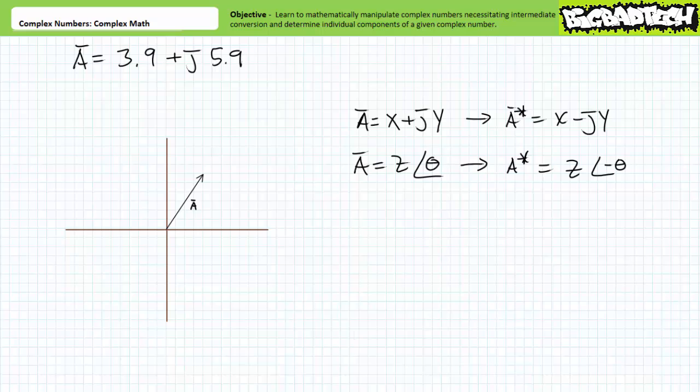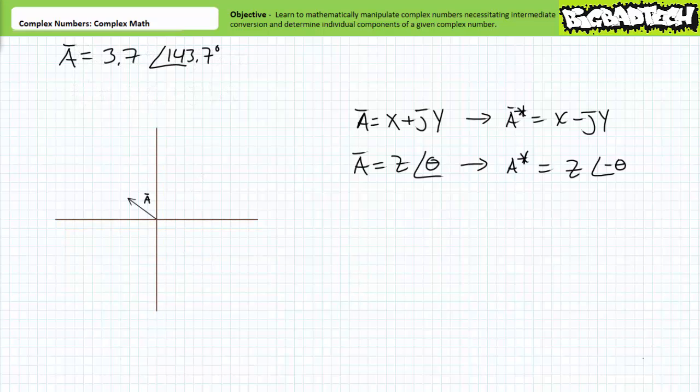For example, consider complex number A in rectangular format as 3.9 plus j5.9. The complex conjugate of A, often symbolized as A star, is 3.9 minus j5.9. The complex conjugate is a reflection of the original complex number across the x-axis. Let's try another example. Consider complex number A in polar format as 3.7 at an angle of 143.7 degrees. The complex conjugate A star is 3.7 at an angle of negative 143.7 degrees. Again, the complex conjugate is a reflection of the original complex number across the x-axis.